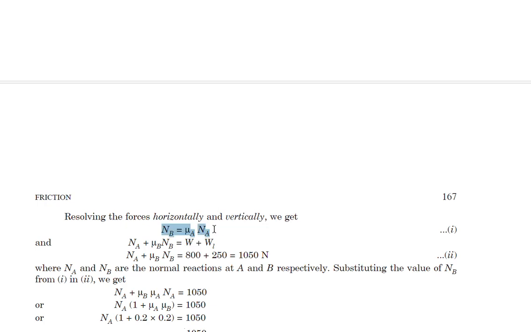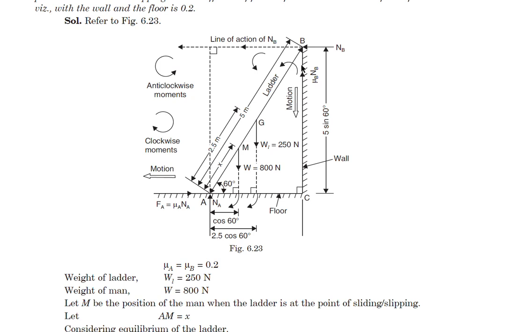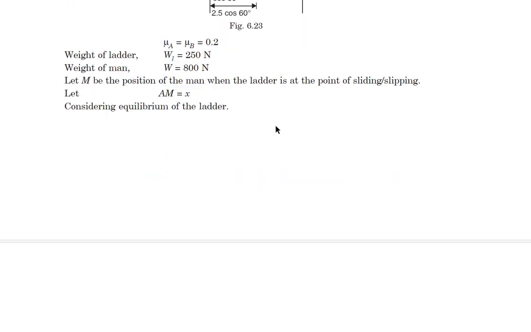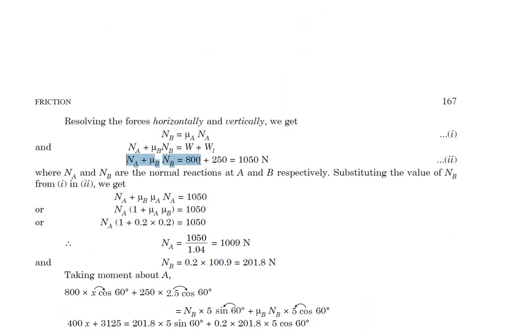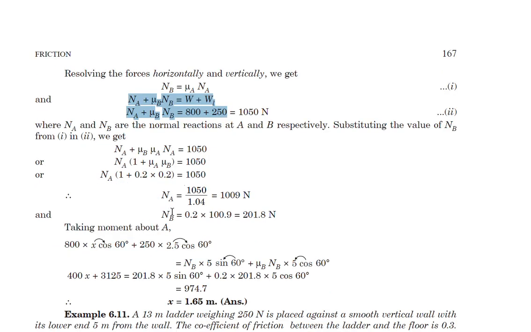So you have this equation, and then you have another equation in which you resolve all the vertical forces. So this friction force, then the weight of the ladder, the weight of the man, and then this reaction force, total four forces. And then you can find out the moment about point A, and accordingly you can find out the value of x, which is the unknown over here.